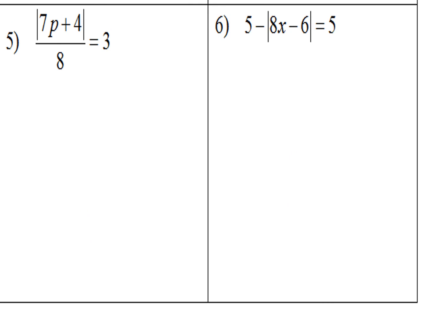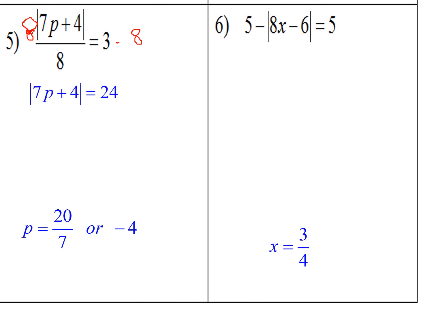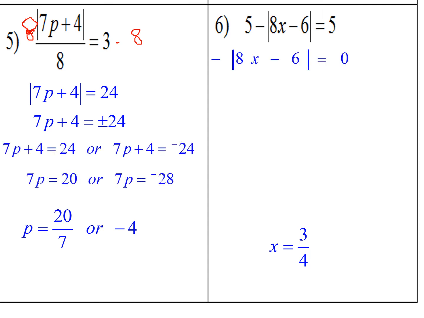So let's try the next one. Now we have a fraction. The question is, do we have absolute value by itself? No, we do not. So in order to get absolute value by itself, it's being divided by 8. So guess what we're going to do? We're going to multiply by 8 on each side. Let's see what we get. We get these two answers. We set it equal to the positive 24 and -24, and we solve both. And we get p is equal to 20 over 7, or -4.